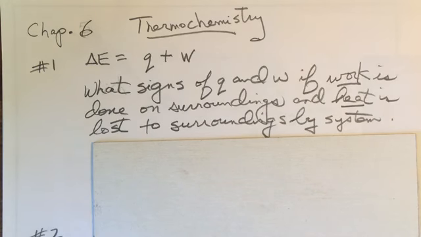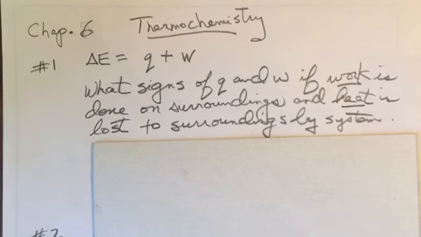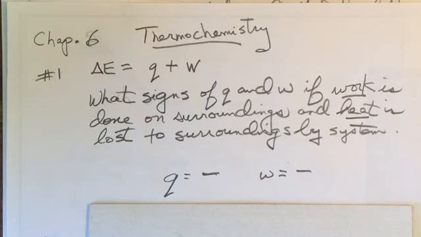If you have an exothermic reaction, as we have in this example, heat is lost to the surroundings by the system. Q is going to be negative. Work is done on the surroundings by the system. That means work is also negative. Work is positive when you have surroundings doing work on the system. So my answer is Q will be negative, W will be negative. The overall change in energy, therefore, must be negative.